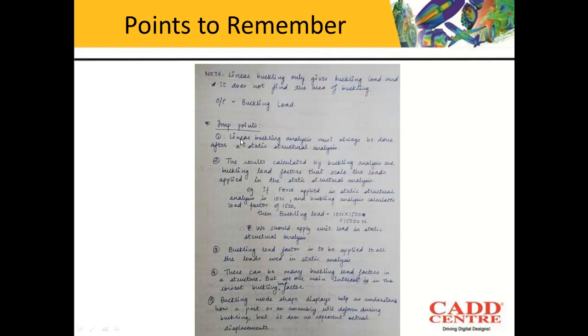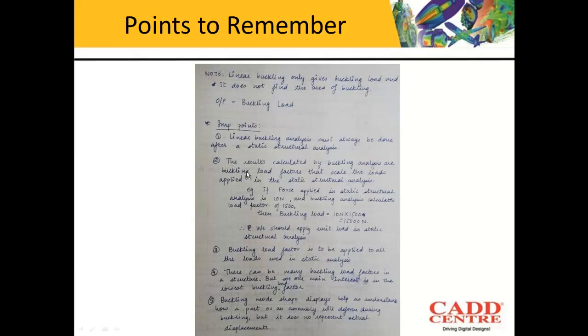Another point that we should remember while performing buckling analysis is that the linear buckling analysis must always be done after a static structural analysis. That means you first have to perform a static structural analysis and then follow it by the linear buckling analysis. If you only perform the linear buckling analysis, you will not get your results. So that is the first point to remember.